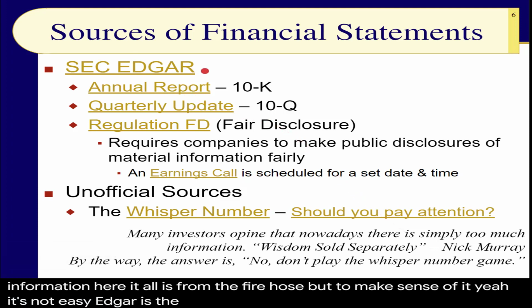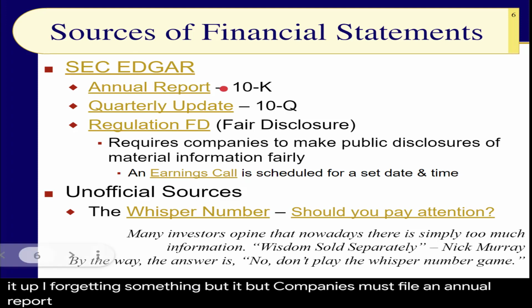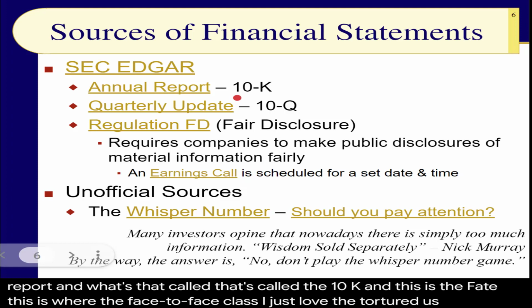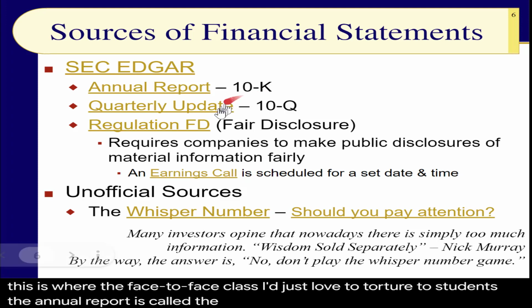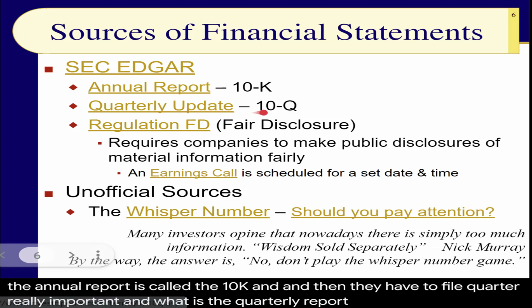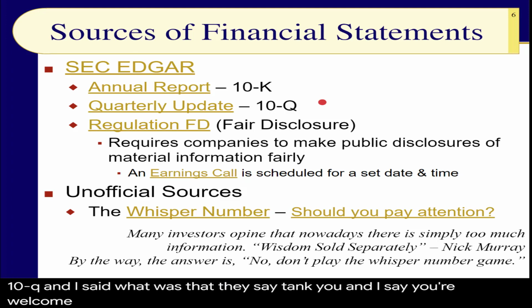EDGAR is the repository, and I forget what it stands for. Look it up. But all publicly traded companies must file an annual report. And what's that called? That's called the 10K. And this is where in the face-to-face class I just love to torture the students. The annual report is called the 10K. And then they have to file a quarterly report. And what is the quarterly report called? And then they go 10Q. And I say, what was that? They say 10Q. And I say, you're welcome. See what you're missing by not being in the face-to-face class?